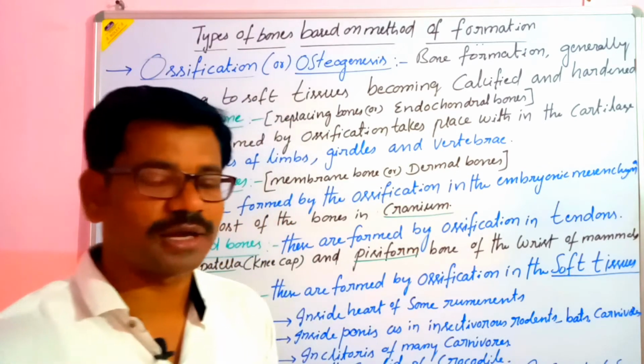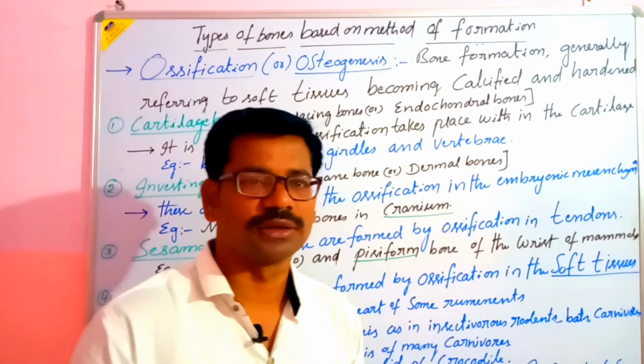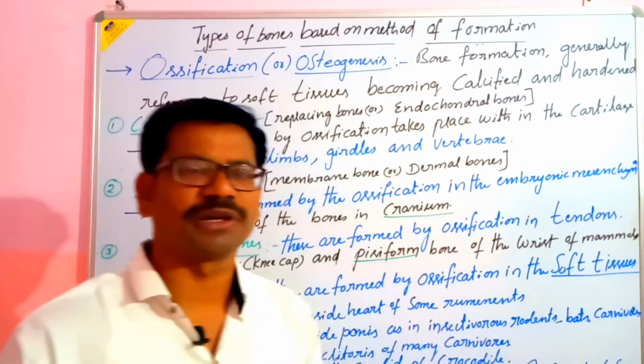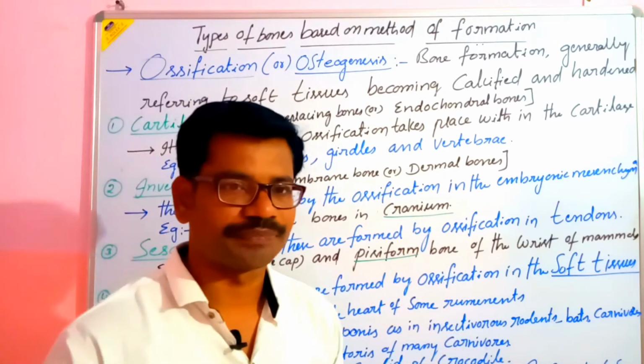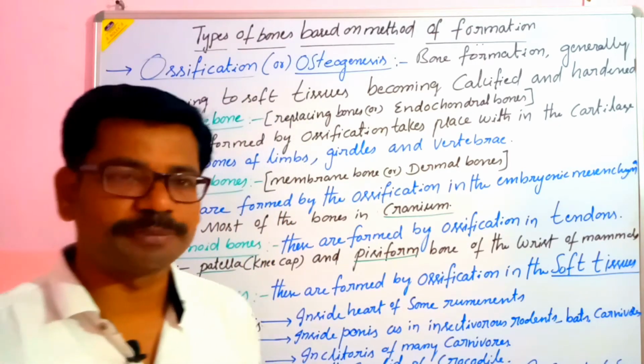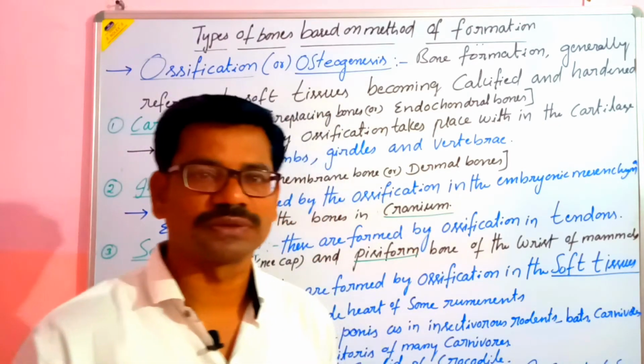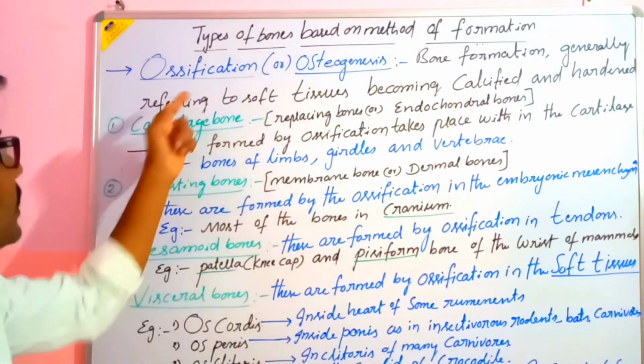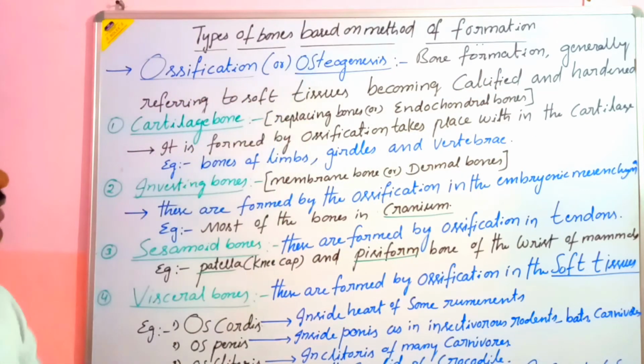These two processes are involved in forming the bone. Basically, bone is formed by ossification and mineralization. What is meant by mineralization? Mineralization is nothing but the deposition of minerals in the bones, which become calcified and hardened, right? So let us look at ossification or osteogenesis.